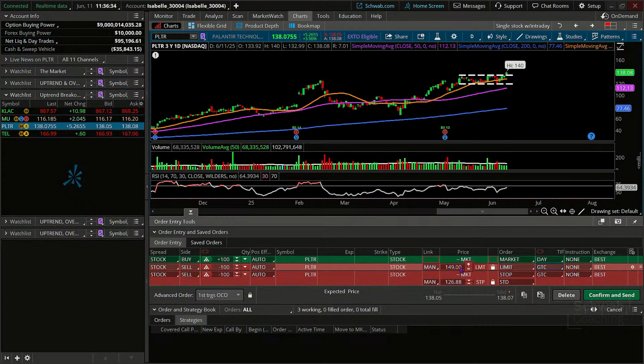If we get there at any point in the regular session, we will liquidate at 149 and take a nice bit of profit and be happy about it. And if not, if we drop down to 126.88 and trigger, we'll get sold out. It is a market order to sell once triggered, everybody. What that means is we have some semblance of risk.